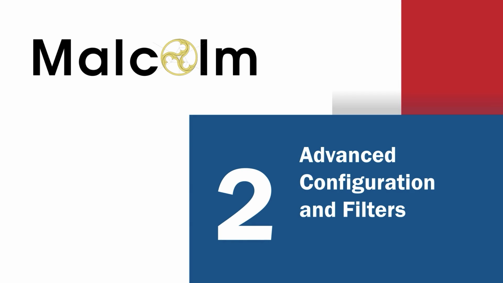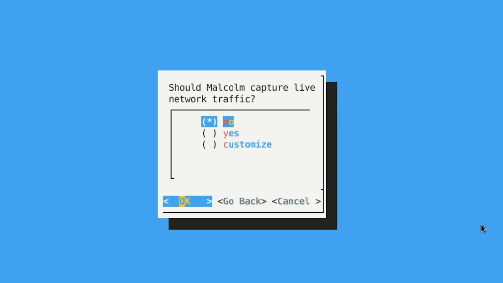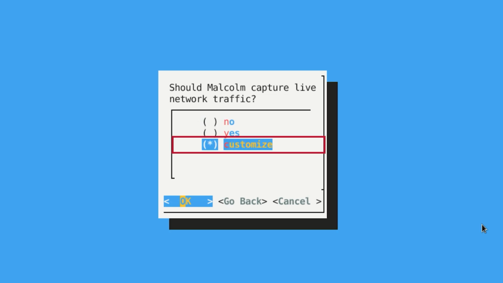Topic 2. Advanced configuration and filters. For a more advanced network traffic capture setup, you will want to follow the custom configuration. Customizing allows for more flexibility and control for power users. When prompted with, should Malcolm capture live network traffic? Select Customize, then click OK.